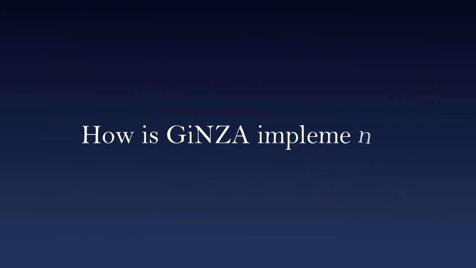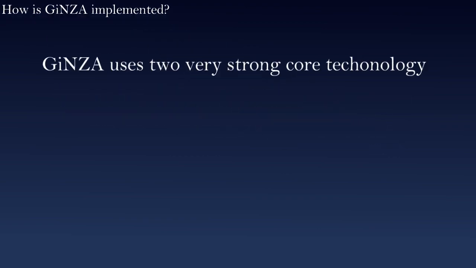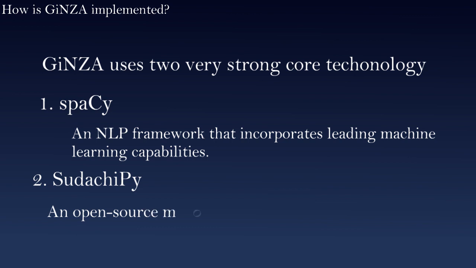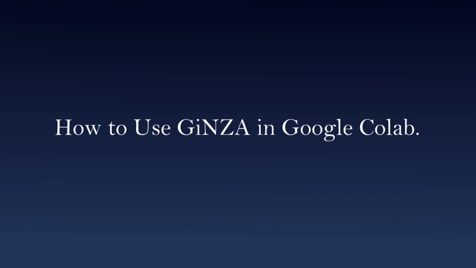3. How is GiNZA implemented? GiNZA uses 2 very strong core technologies for its processing. 1. spaCy and 2. SudachiPy. spaCy is an NLP framework that incorporates leading machine learning capabilities. SudachiPy is an open-source morphological analyzer that takes care of tokenization. Due to those 2 core technologies, GiNZA is able to provide sufficient processing speed and analytical accuracy, even in industrial applications.